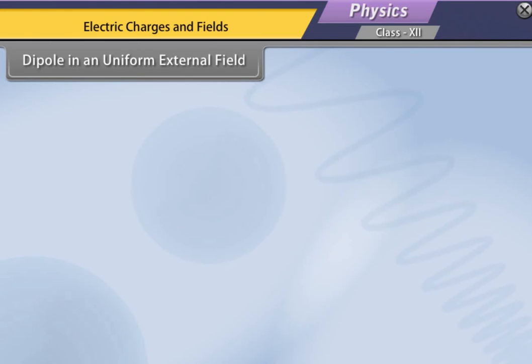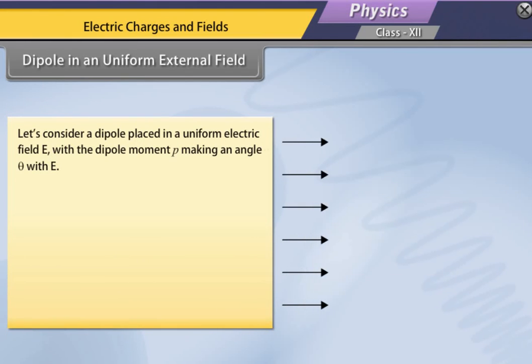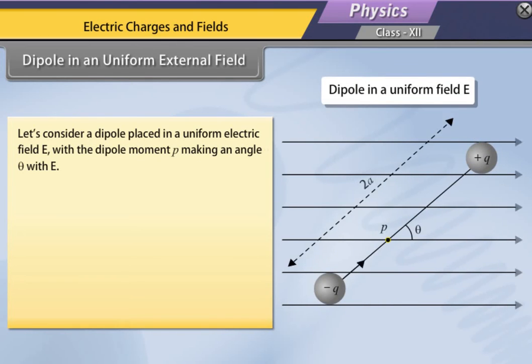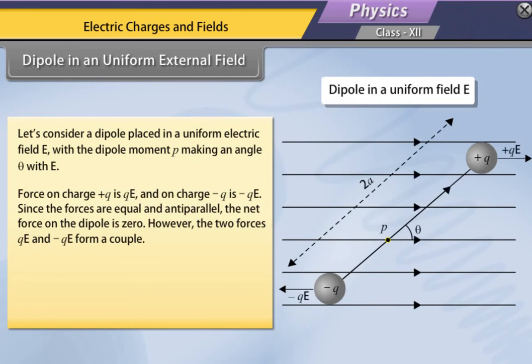Dipole in a uniform external field. Let's consider a dipole placed in a uniform electric field E, with the dipole moment P making an angle theta with E. Force on charge plus q is qE and on charge minus q is minus qE. Since the forces are equal and anti-parallel, the net force on the dipole is 0.